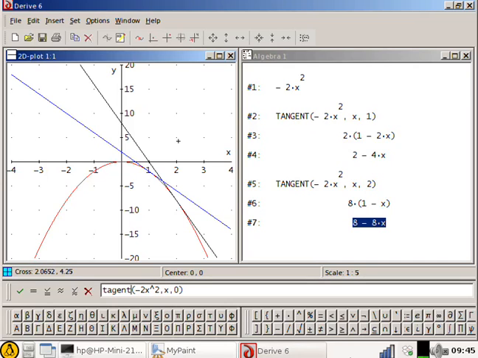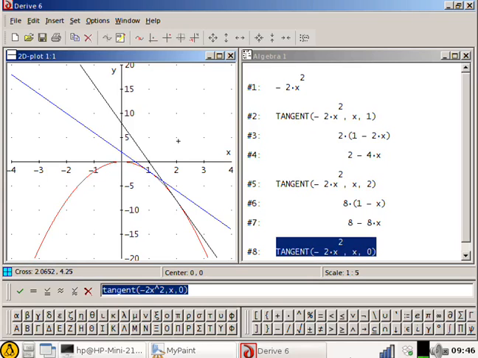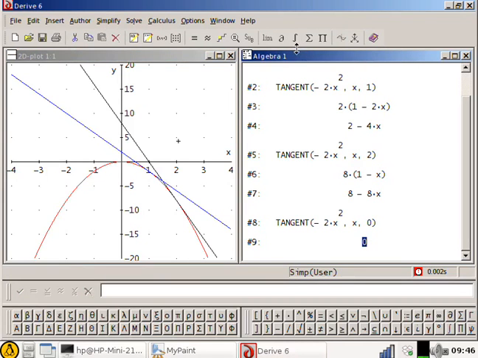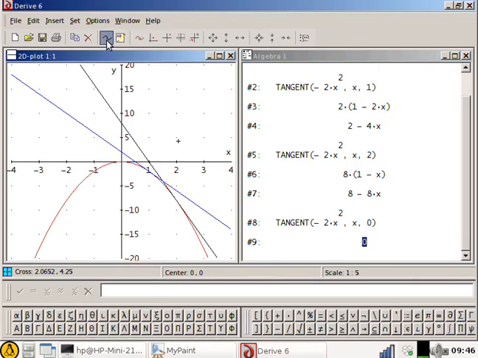What's the spelling? Thank you. Tangent 0. And of course, in this case here, if I try to graph that, it won't show me anything because there it is there, just the x-axis. But this gives us an important idea.